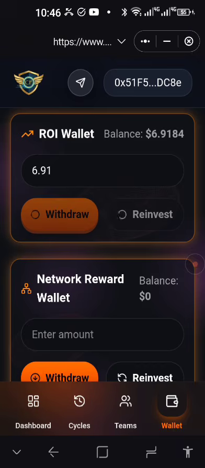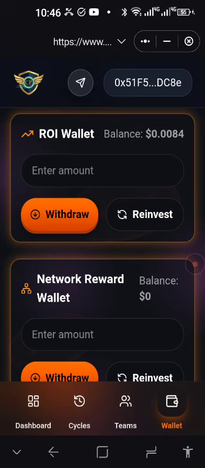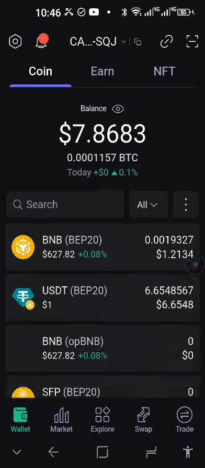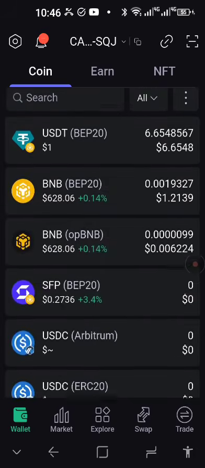So I do not have any further updates at the moment, but this is how you are withdrawing. Withdraw successful. Is it in the wallet? Let's go and see. And there it is in the wallet already, immediately.